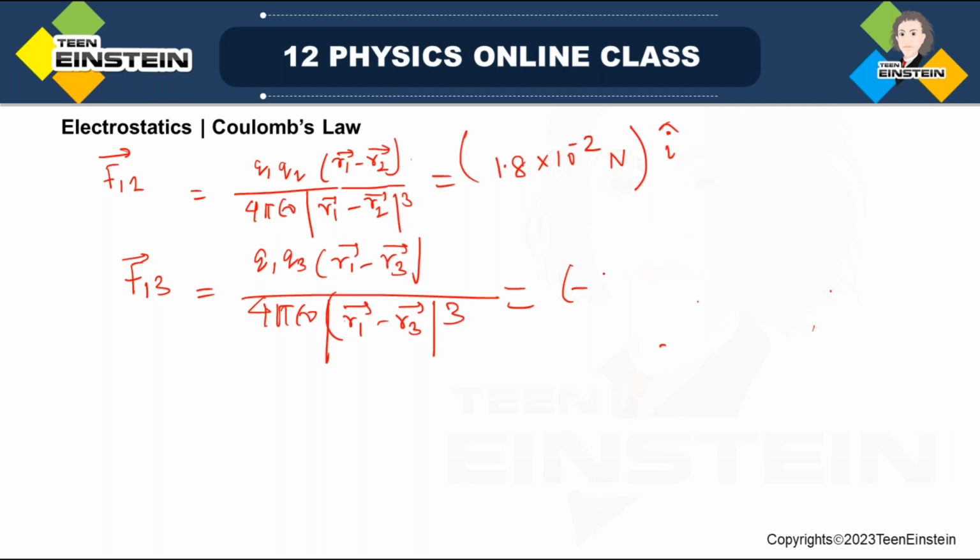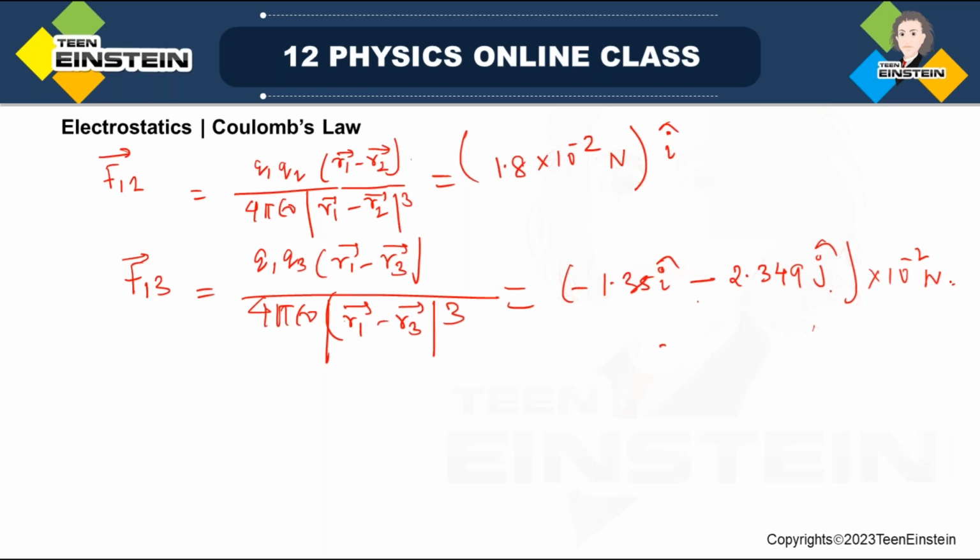And you know how much this will give you? Minus 1.35 i cap minus 2.349, this will be in the j cap direction, whole into 10 to the power minus 2 Newton. Okay, so these are the two forces.